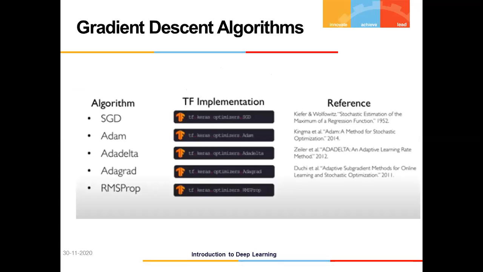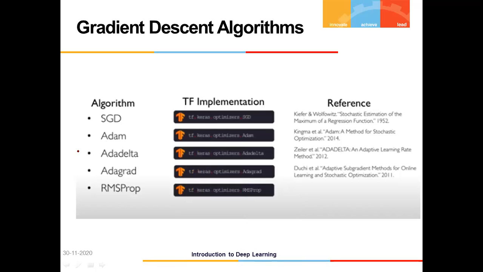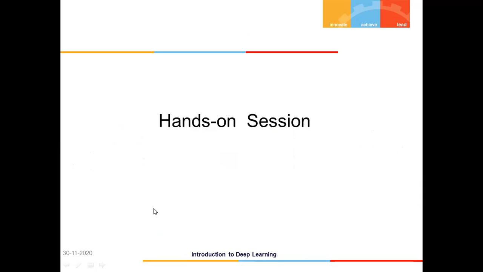Okay, so these are some of the gradient descent algorithms, like sophisticated gradient descent. That is stochastic gradient descent, which we saw, and this is the TensorFlow implementation for that. And then we have Adam. These are all the adaptive learning algorithms. So we have Adam, AdaDelta, AdaGrad, RMSProp. These are some of the learning algorithms which can be used to make the learning effective.